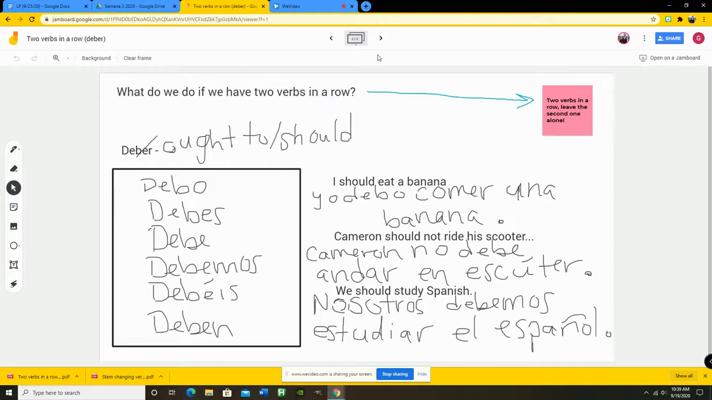Here are our conjugations of the verb deber. I should, yo debo, you should, tú debes, he should, él debe, we should, debemos, and they should or y'all should, deben. This verb is super, super useful for when we want to persuade someone to take a course of action, which is one of the tasks that you may do on the Regents exam.